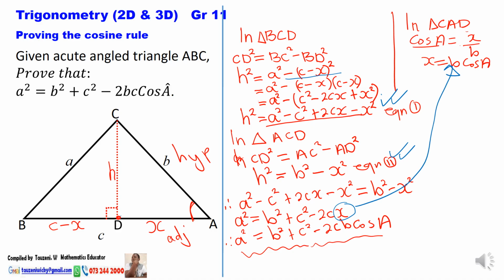Once you do substitution, you simplify your expression to get the formula a squared is equal to b squared plus c squared minus 2bc times the cosine of angle A. The proof is complete for the cosine rule. This is for examination purposes. It is necessary to just go through it and get these free marks from proving the cosine rule.